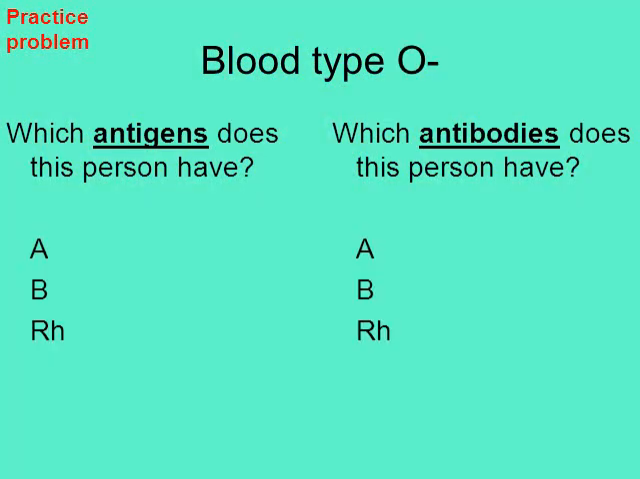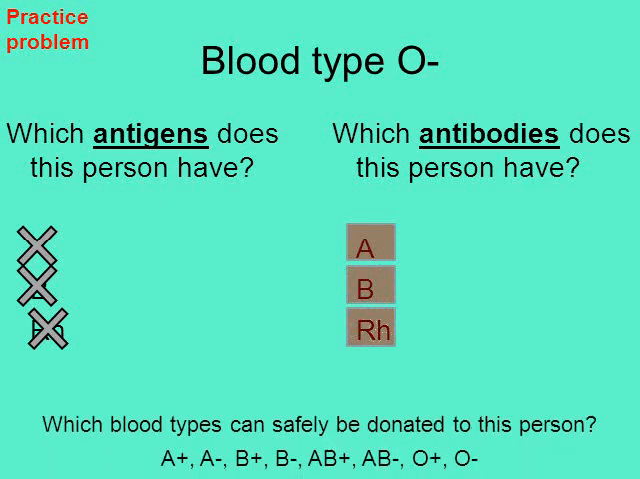Here's another one. Type O negative. What antigens does this person have? O means no. No on the A, no on the B. The negative means no on the Rh. So if they don't have any of those antigens, I hope you see the pattern. Yes, yes, yes on the 3 antibodies. So here's the question of these 8, what can safely be donated to this person?